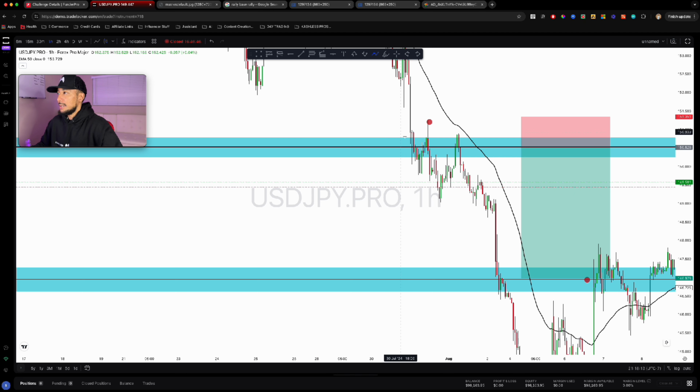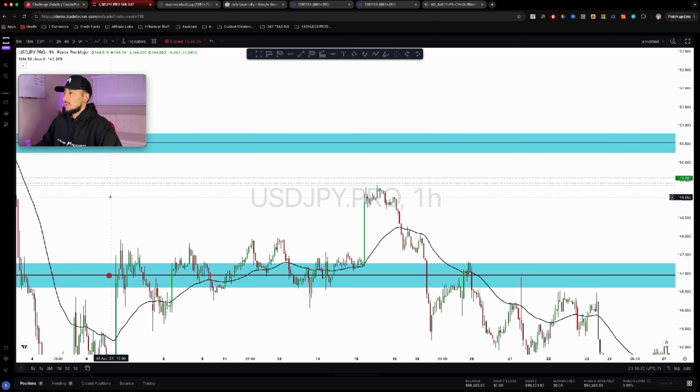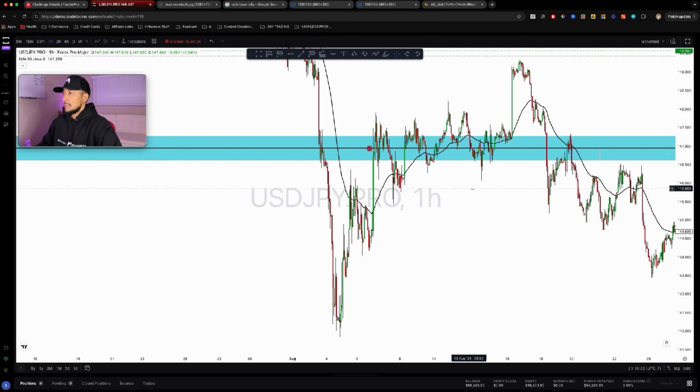So the break and retest was this, boom, retest, and then the bearish engulfing forms. So you get into the entry right here, you put your stop loss right there, and now you have a high probability trade.